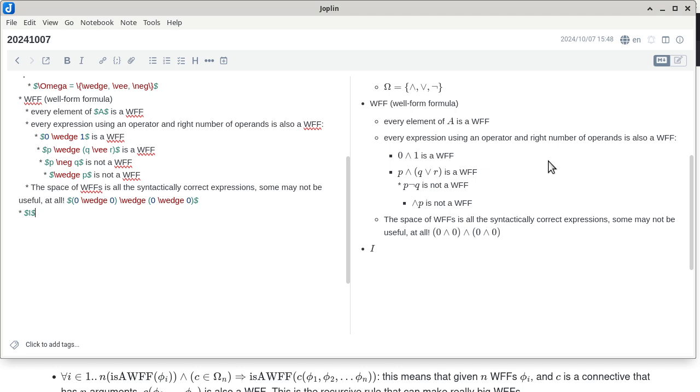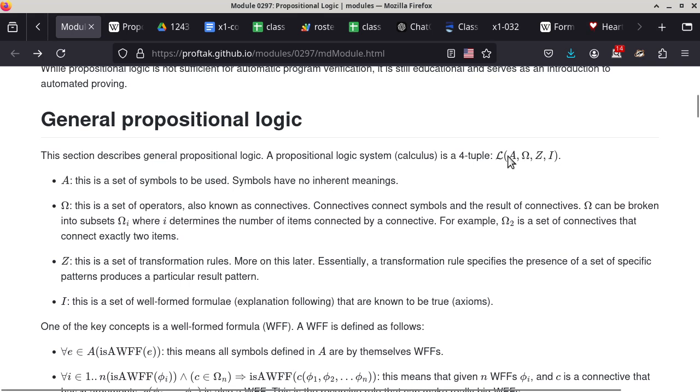So how does WFF fall into the four parts of propositional logic? Sort of. How many people have taken linear algebra? If we're taking linear algebra, alpha is kind of like the vectors, and omega is kind of like how you can span a space using vectors. So the space, which is not spelled out here, is how you apply the operators to the alphabet, to the symbols.